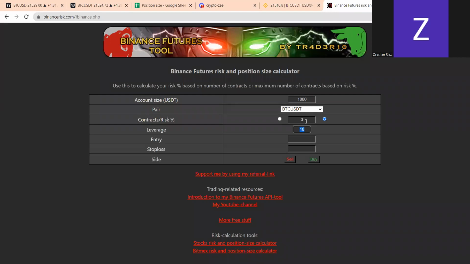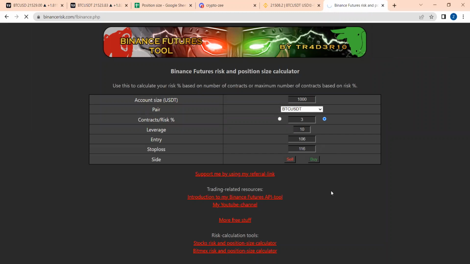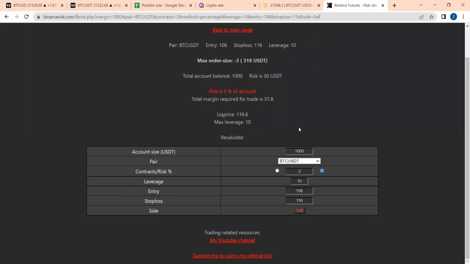Your leverage is, let's say, 10. Let's stick with the 10. Again, entry is 105, 106, and your stop loss is 116. Your initial portfolio is 1000. You're shorting here because your stop loss is above. So here you can see how this calculates that the risk is $31 on your 3%. Your margin is 31, your risk is $30, and that means that you will be shorting 3 here, maximum order size.